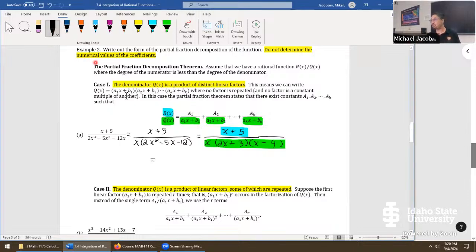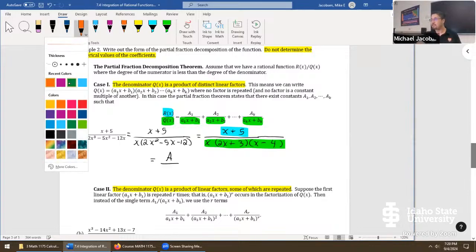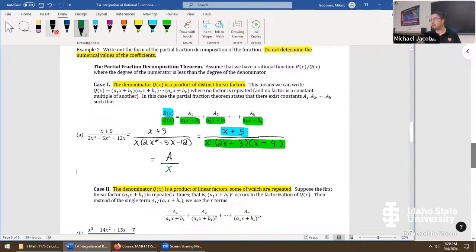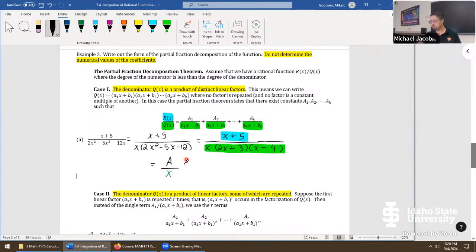So here's how the decomposition goes. We look to the denominator. There's three factors, x, 2x plus 3, x minus 4. All those factors are linear. Their powers are 1, and they're distinct. So we just go A over the first factor, plus B over the second factor, 2x plus 3, plus C over the last factor, x minus 4.